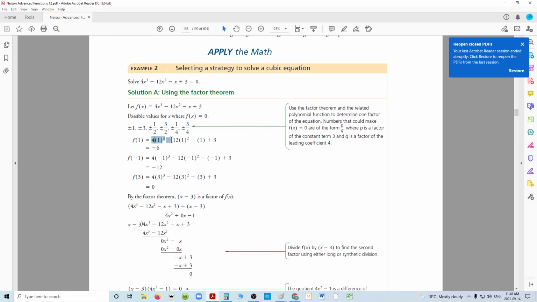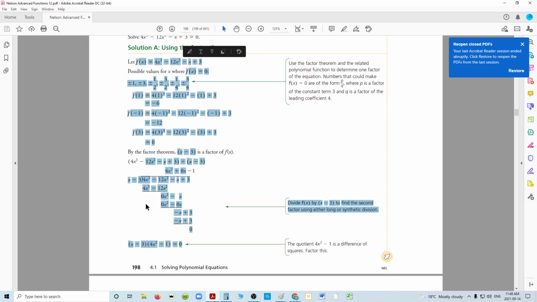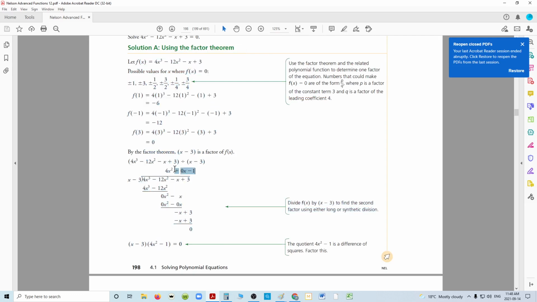But they start with 1, they discover nope. They start with minus 1, they discover no. And then they move on to 3, because that's the next possible factor of 3. And they discover, oh yeah, 3 works. Once they discover 3 works, they come up with the polynomial 4x squared minus 1, which is a difference of squares. So you get 2x plus 1 and 2x minus 1.